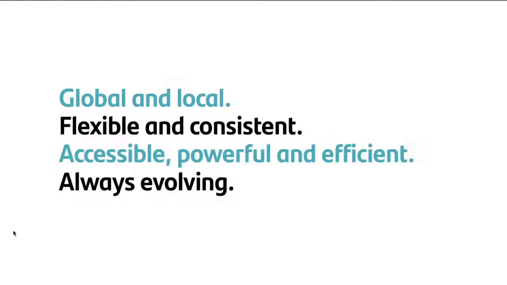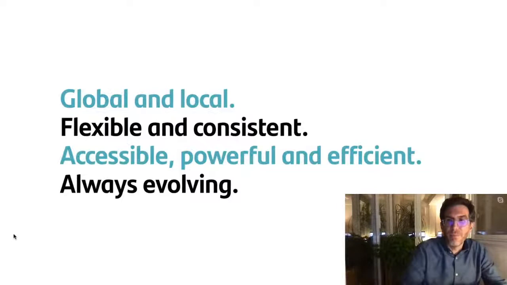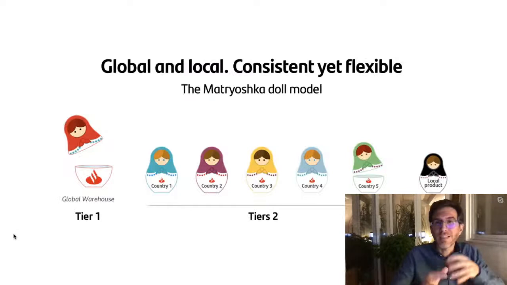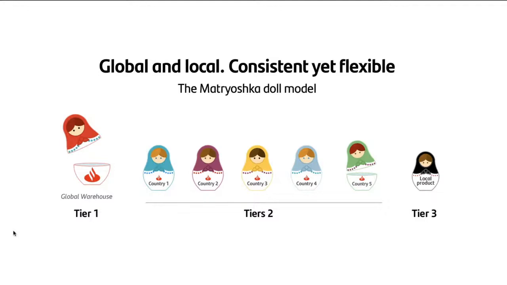So this is a short video that expresses the main points, the highlights of our design system. Our design system is both global and local, flexible and consistent, accessible and always evolving. So what does it mean, global and local? What does it mean, that paradox of being consistent yet flexible? That paradox, we solve it with what we call the Matryoshka doll model.